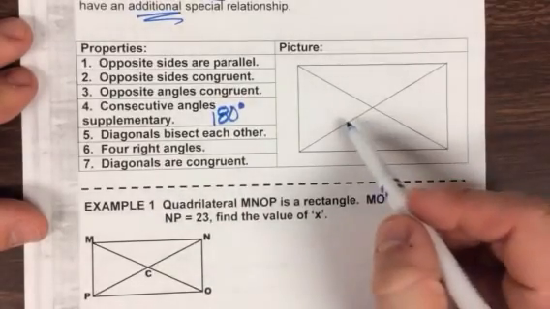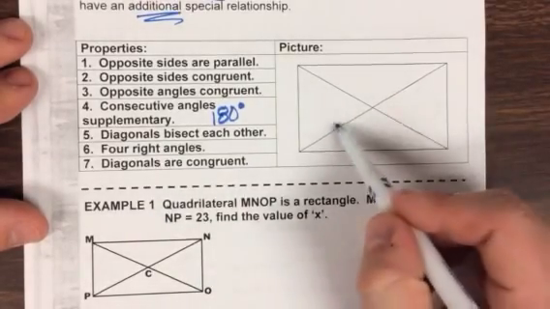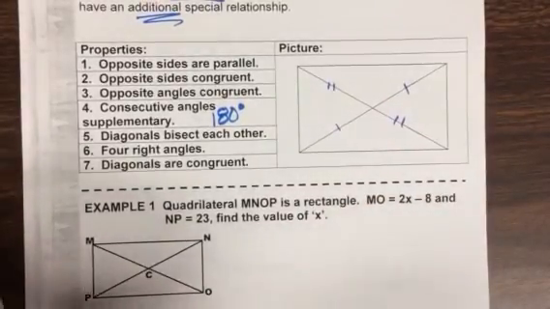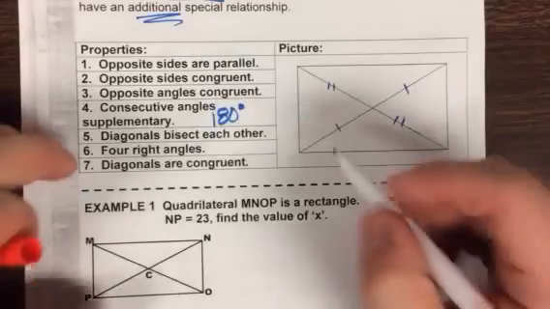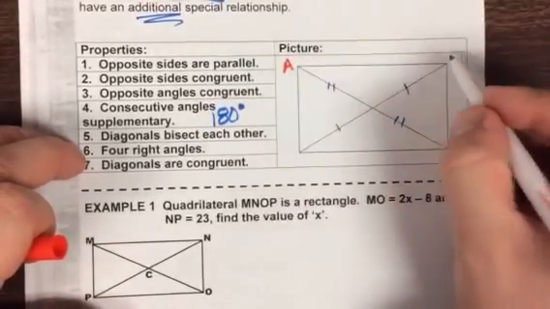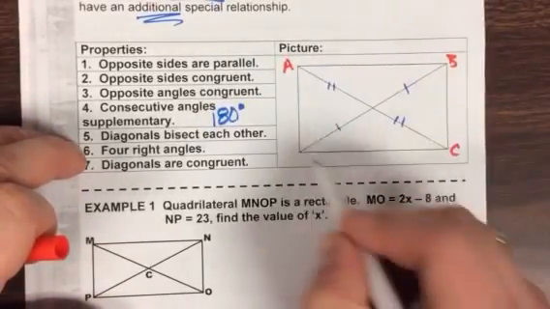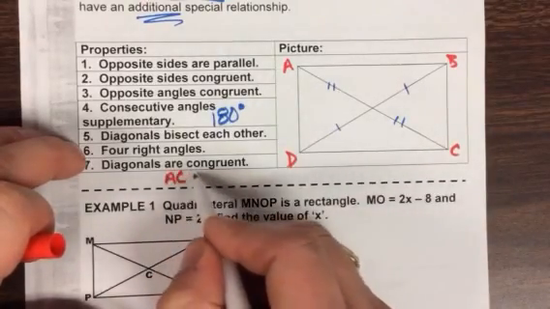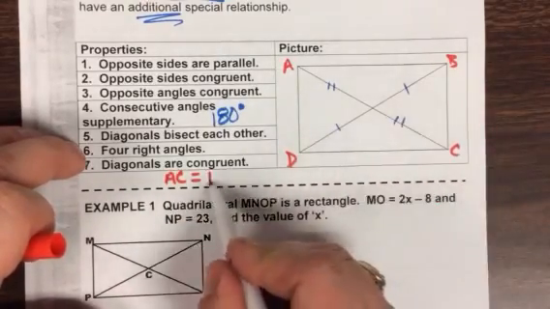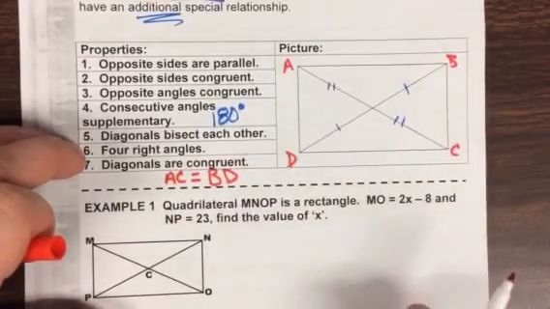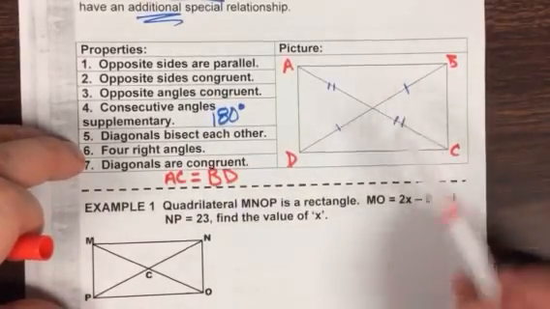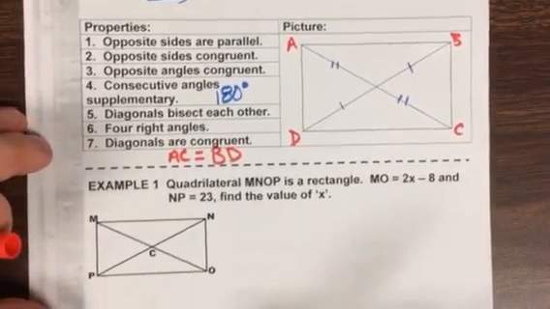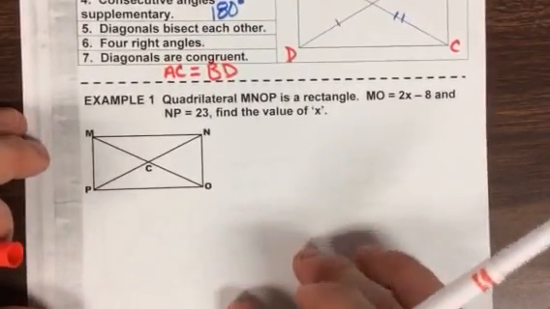So, not only are they bisected, where I can say the pieces are congruent, I can also turn around and say that, let me go ahead and label this A, B, C, D. I can go ahead and say that AC equals BD. And that's just one more added bonus. We know now not only are the pieces congruent, but the whole diagonal is congruent to the other diagonal. So, let's put this to use.